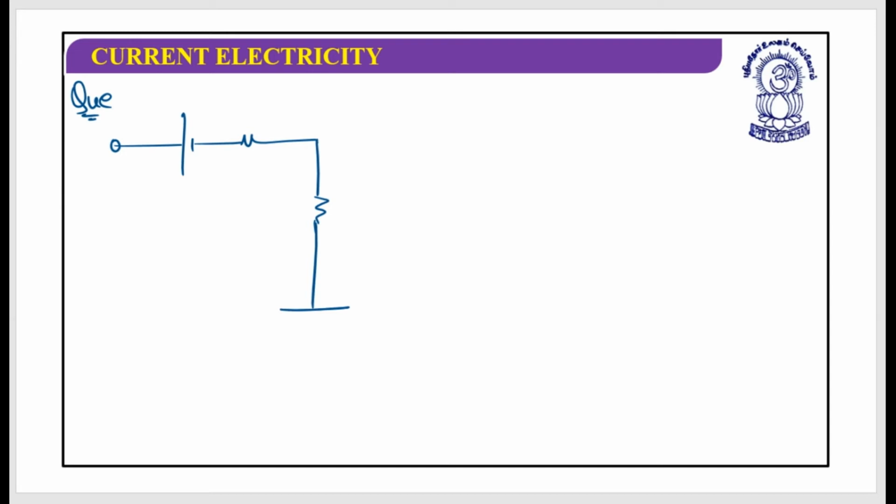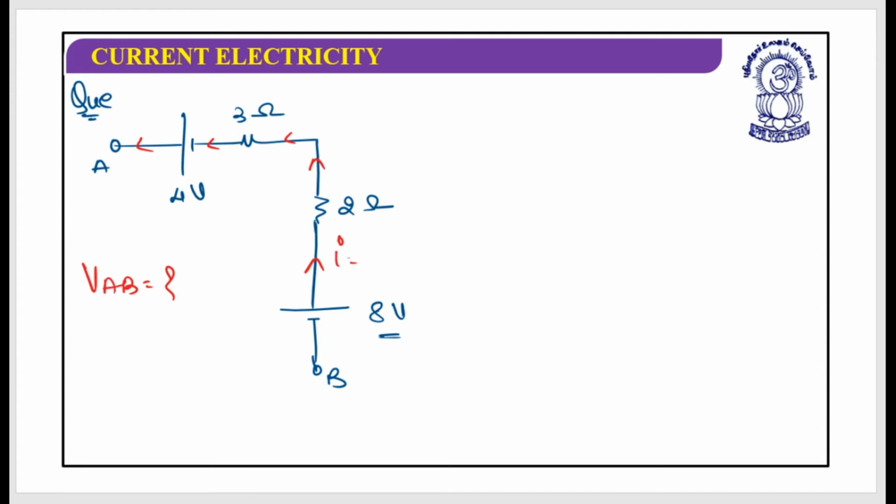Situation is something like this. This is A, this is B, this is 8 volt, this is 2 ohm, this is 3 ohm, this is 4 volt. As this is the battery which will lead, current will be moving in this direction, and I am supposed to find out VAB. Let's say current is 2 ampere.